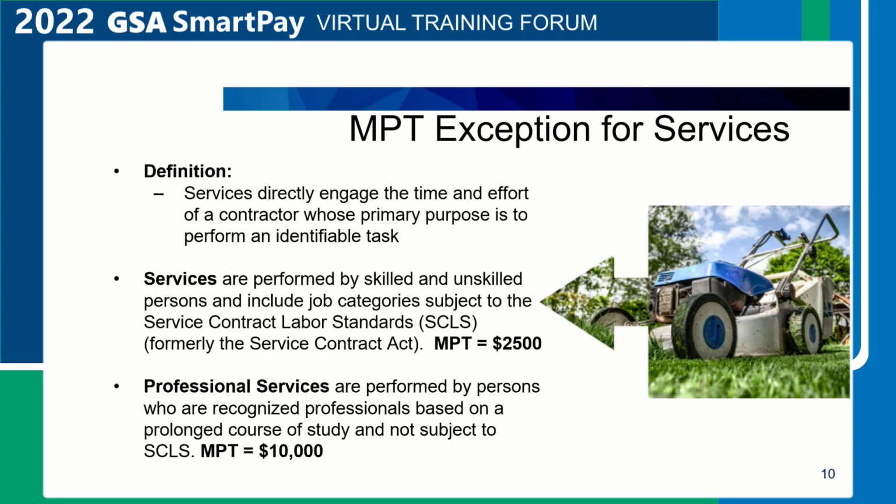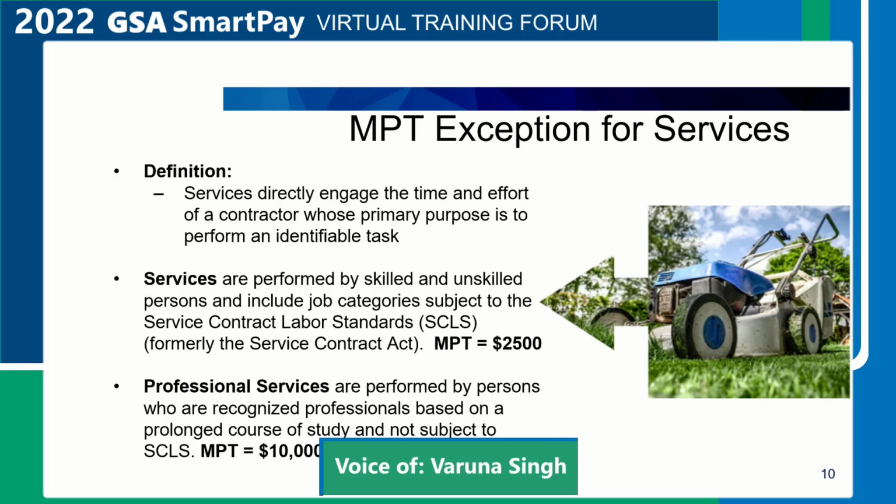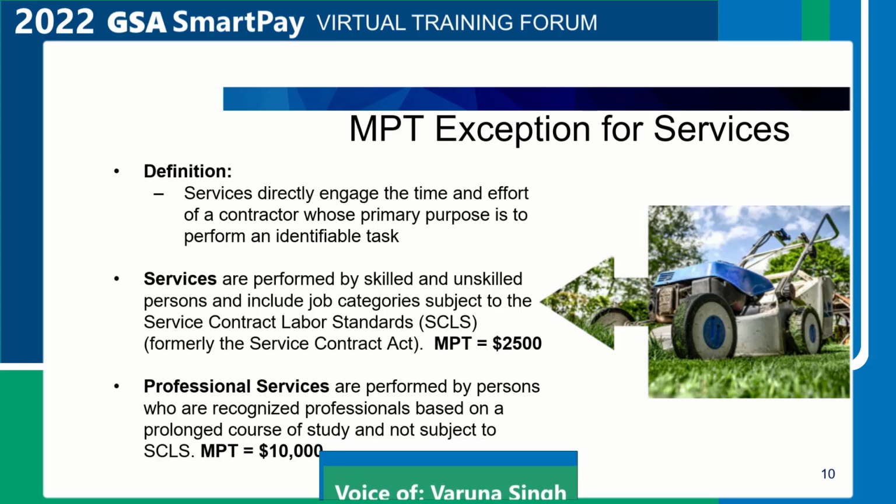Micropurchase threshold exception for services. Services is defined as directly engaging the time and effort of a contractor whose primary purpose is to perform a task rather than furnish a supply item. A service contract may be either a non-personal or personal contract. It can also cover services performed by either professional or non-professional personnel, whether on an individual or an organizational basis. The table here shows the difference between the types of services. The micropurchase threshold for services is $2,500.